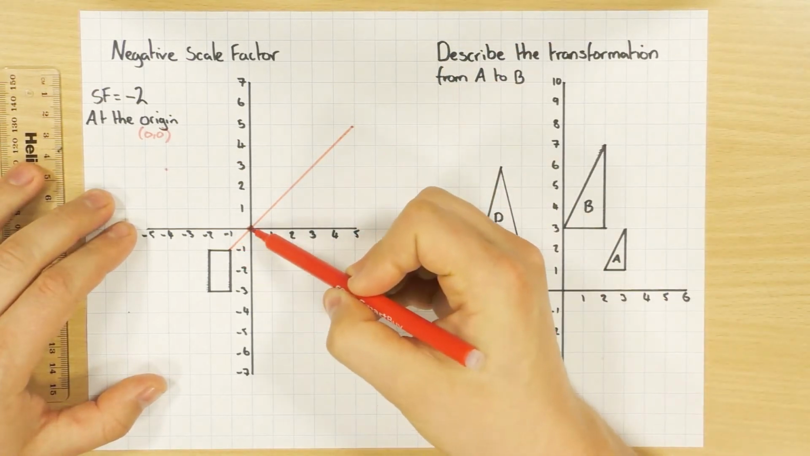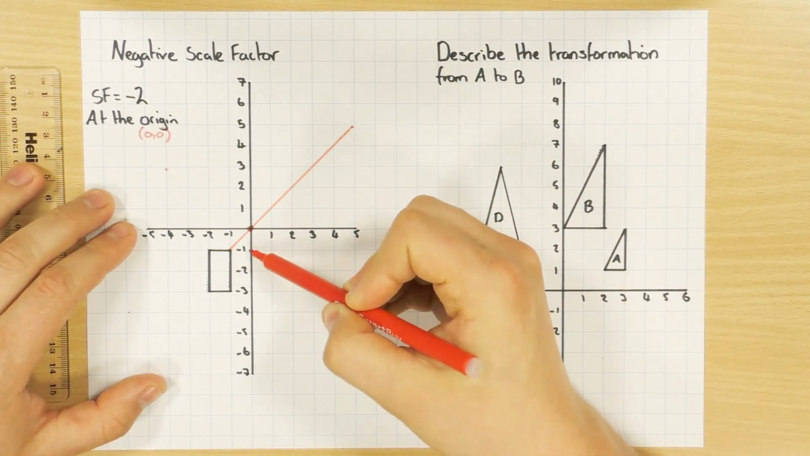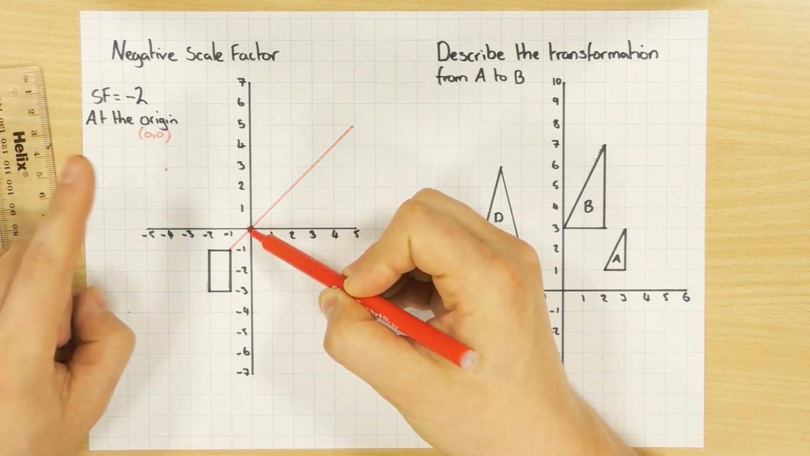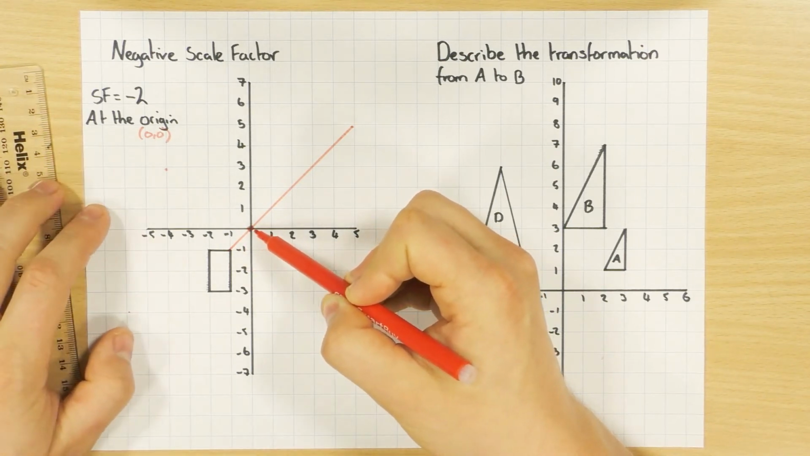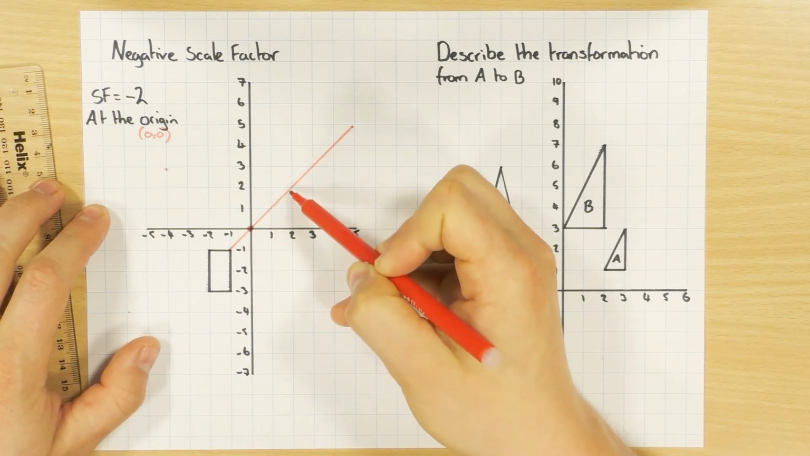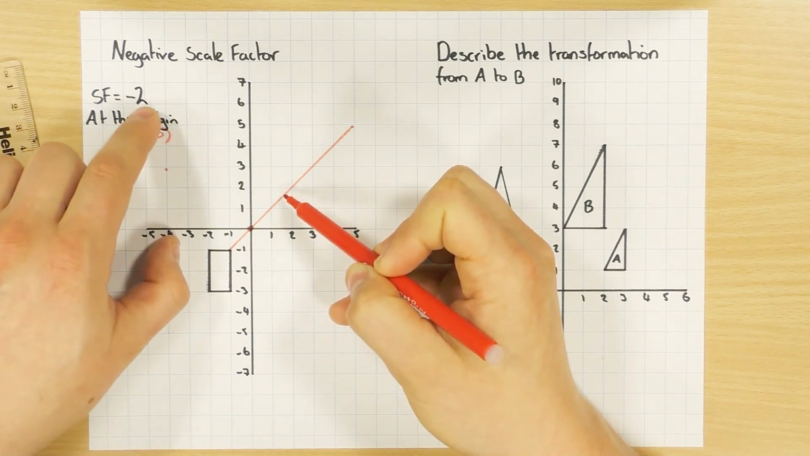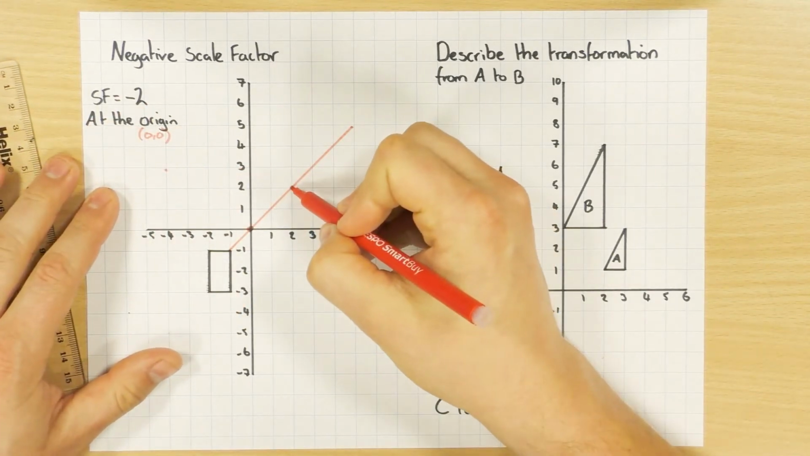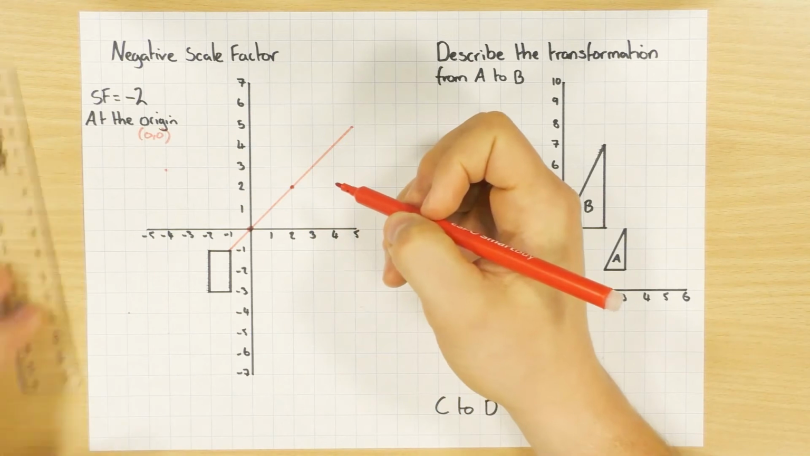So how do I go from my centre of enlargement to this point? Well, up 1 and across 1. So again, starting from your centre of enlargement, we go across 1, up 1, and across 1, up 1 again, because it's a scale factor of 2. So the minus means I go on the other side of it, but I'm still doing it 2. So that point goes there.